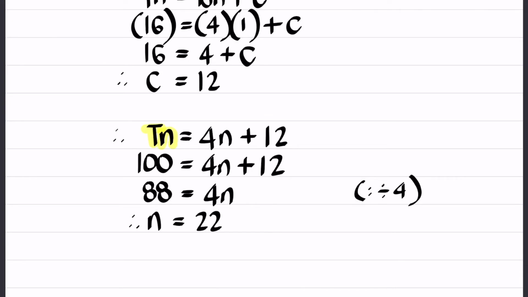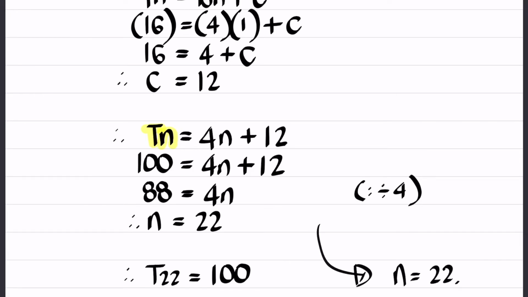Now, 22 is a natural number, so that would mean that term 22, if I got up to 22 terms in the sequence, the value of term 22 would in fact be 100. If I had solved this and got, for example, n equals 22.5, then that would mean that it wouldn't be in the sequence.